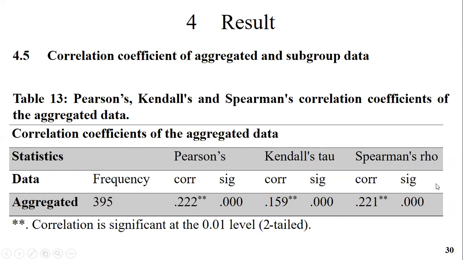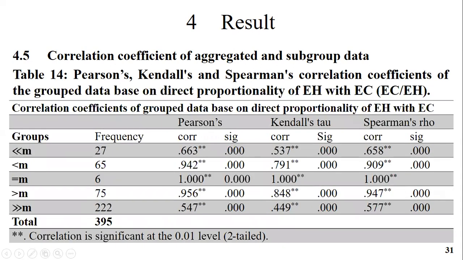However, when we take the correlation analysis of the group data, first of all, that of the direct proportionality, we found that all the coefficients were positive, and they are much greater than the correlation coefficient of the aggregated data in all cases.